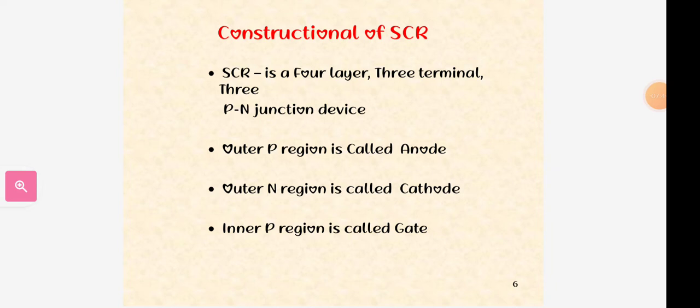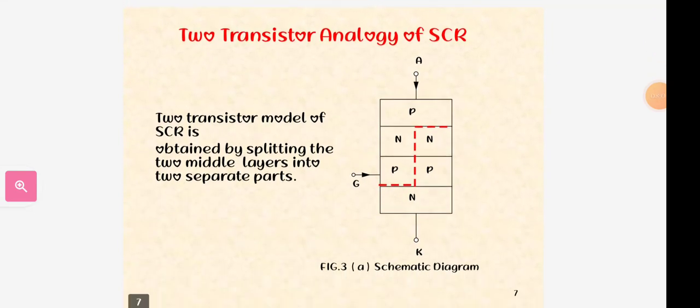SCR is a 4-layer, 3-terminal PN junction device. The outer P region is called the anode, the outer N region is called the cathode, and the inner P region is called the gate. These are the 3 terminals connected to the semiconductor device, and this is the 2 transistor analogy. The SCR also works using the 2 transistor analogy.